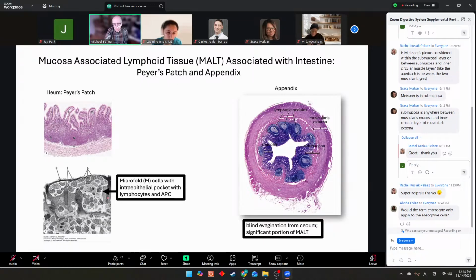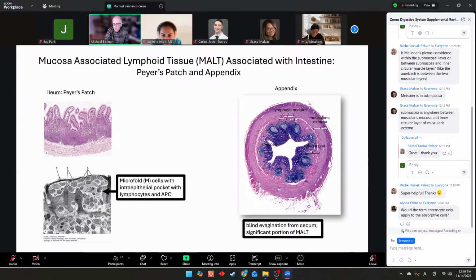Okay? Now, in the same geographic area, we find the vermiform appendix, right? Vermiform appendix is a blind evagination from the cecum. So it's actually attached to the beginning of the large intestine, not the small intestine. But this also contains a significant portion of lymphoid tissue. So these two areas, which are physically close to each other, contain a significant component of MALT for the gastrointestinal tract, the terminal ileum and the vermiform appendix.